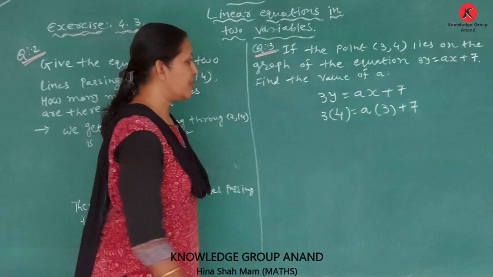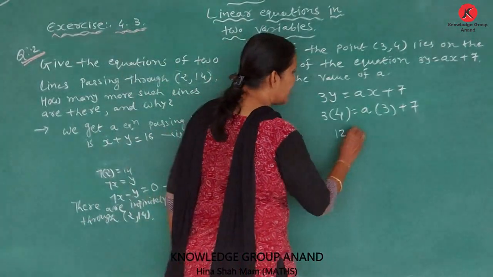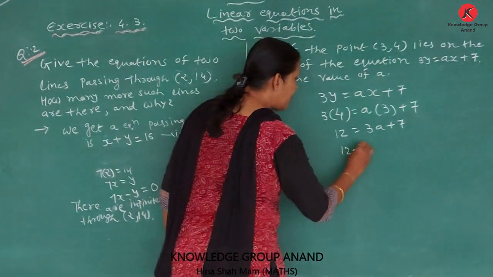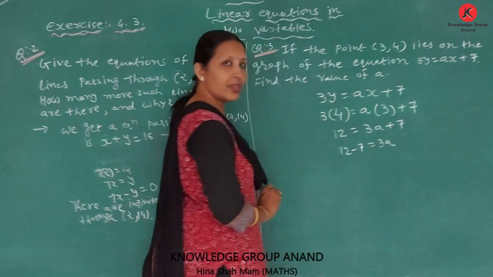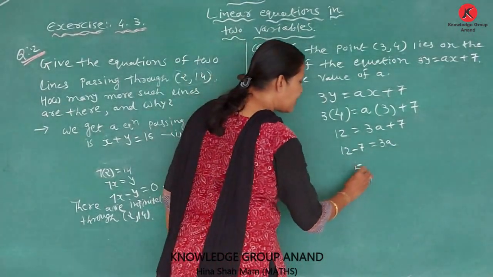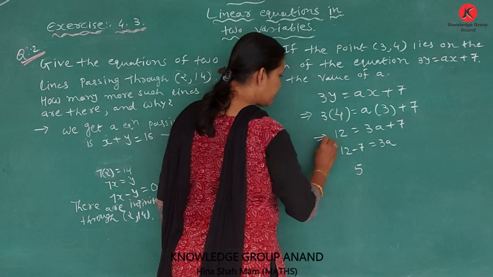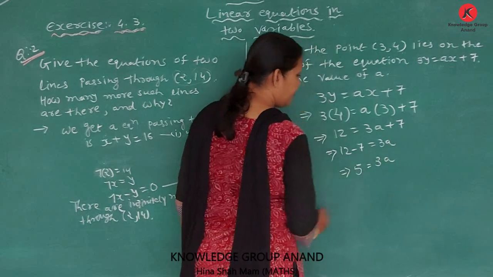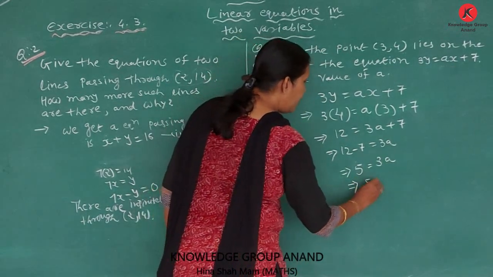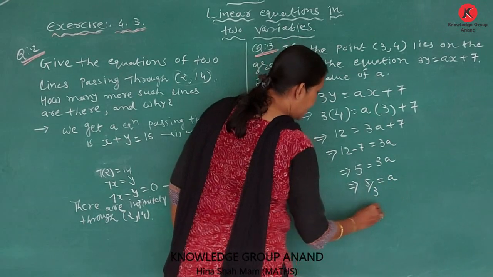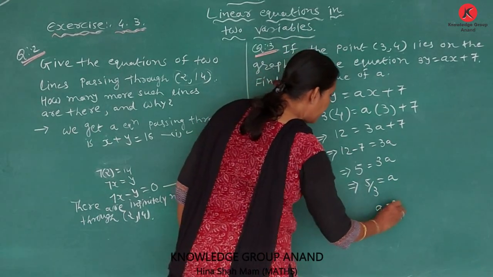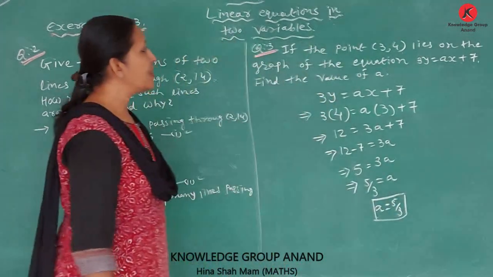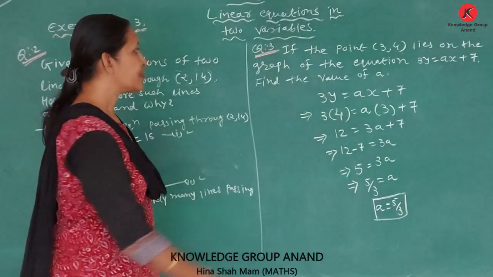3 times 4 is 12, is equal to 3a plus 7. 12 minus 7 is equal to 3a. 12 minus 7 is equal to 5. 5 is equal to 3a. 5 upon 3 is equal to a. Therefore, a is equal to 5 upon 3. What is the value of a? a is equal to 5 upon 3.